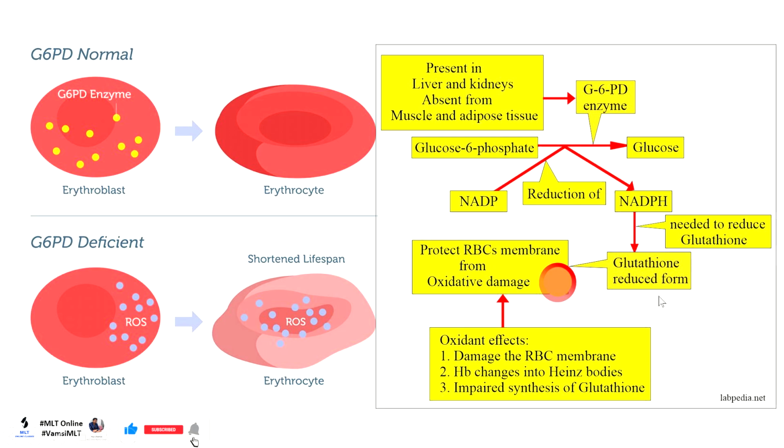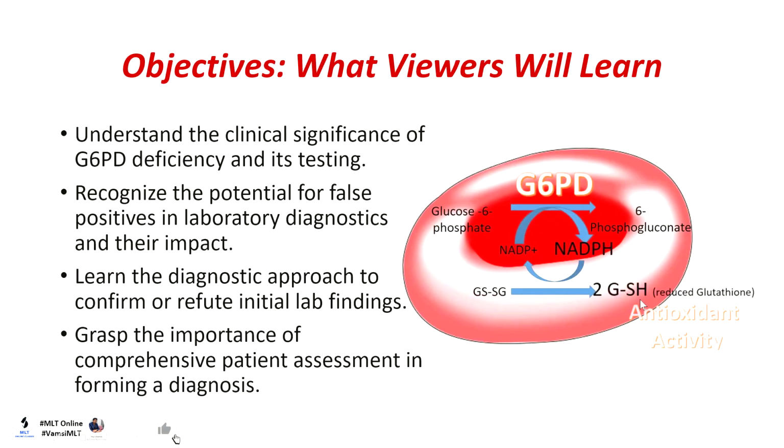So let us go deeper. Objectives: what viewers will learn. The viewers will understand the clinical significance of G6PD deficiency testing. They will recognize the potential for false positive laboratory tests and their impact. They will learn about the diagnostic approach to confirm or refute initial lab findings, and they will grasp the importance of comprehensive patient assessment in forming a diagnosis.